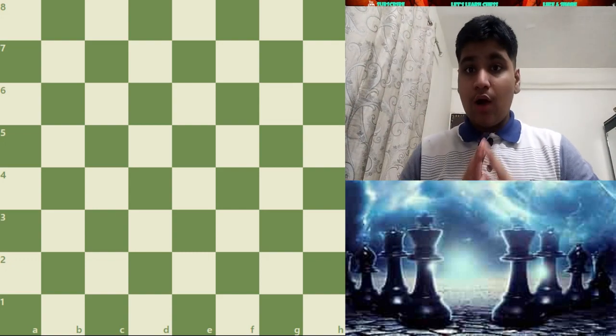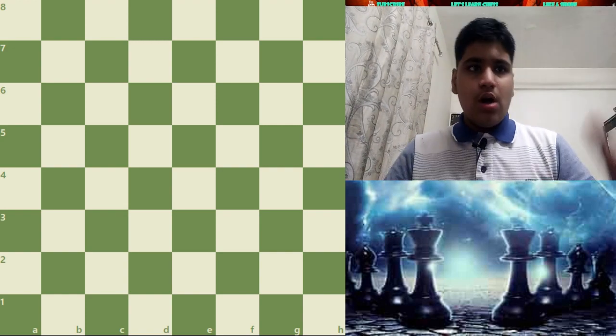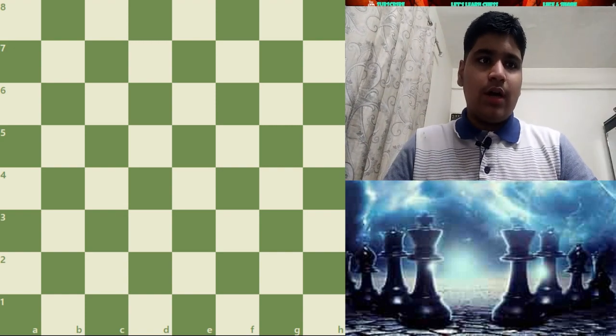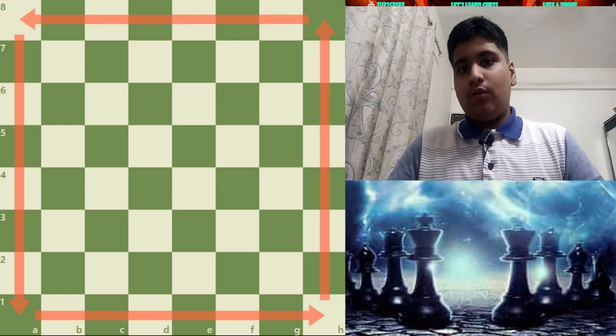Today I'm going to teach you how to play chess. So you see that there is an empty board in front of you. This is called a chess board and it is an 8 by 8 square. So it has 64 squares if you count it by now.